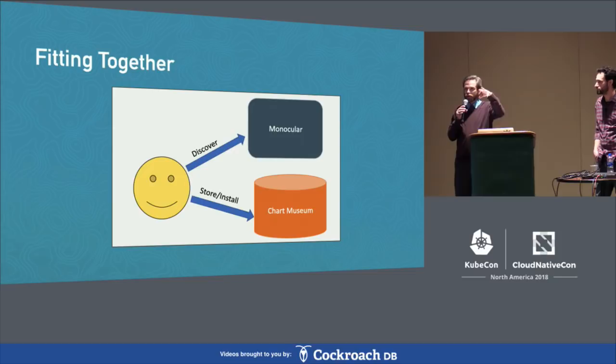Just to make it clear, Monocular is a front-end tool designed for discoverability. It is not a repository server. Chart Museum is a chart repository. So Monocular can understand anything that understands the chart protocol that's specified, but Chart Museum itself is the thing that serves and manages storage and things like that. Does that kind of make sense?